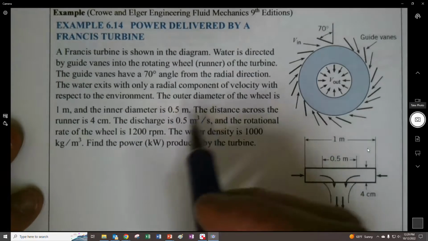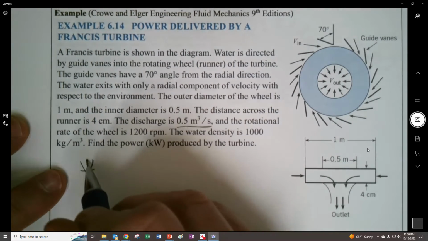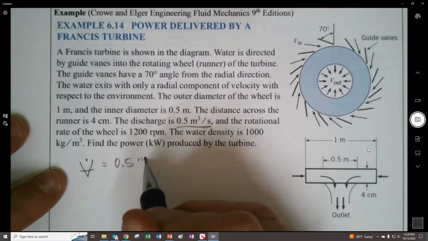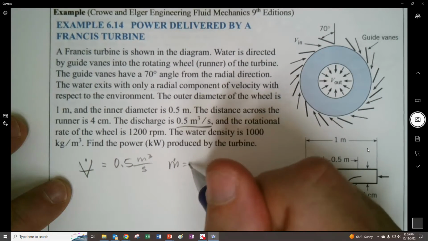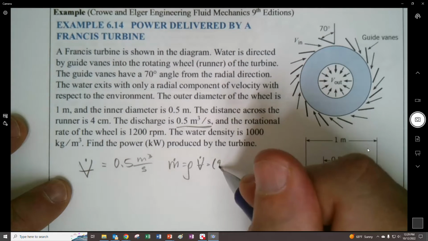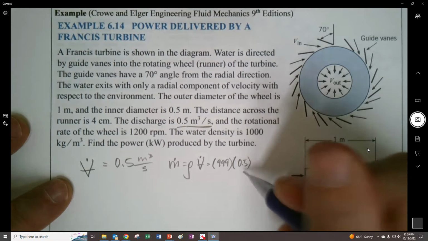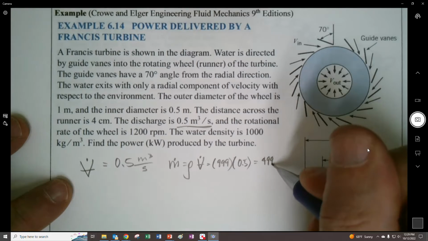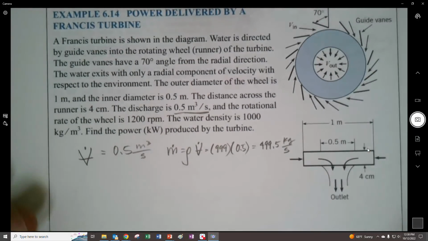So let's see. They gave us the flow rate. I'm just writing it down, I guess. All right, that's what I'm doing. Let's find the mass flow rate then. We'll take the density times the volumetric flow rate, and that's going to be 999 kilograms per cubic meter times our 0.5. We should be able to do that in our heads. It's close to 500 right there. So kilograms per second, sure.